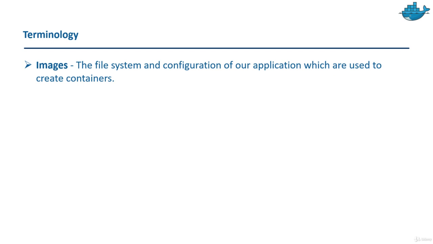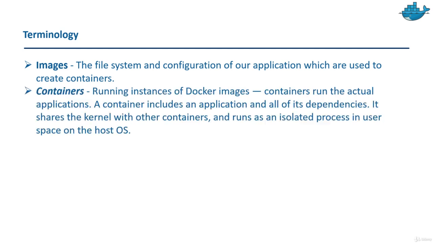and their uses. So first, we have images. The image is the file system and configurations of our applications which are used to create containers. So just remember at a high level, the image is the file system and configurations of our applications which are used to create containers. That is very important, especially for Docker.